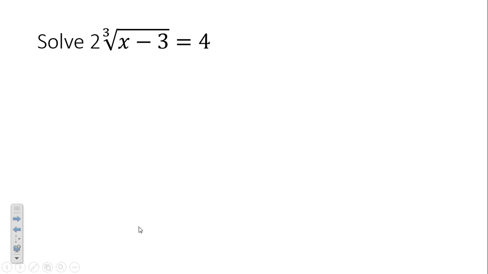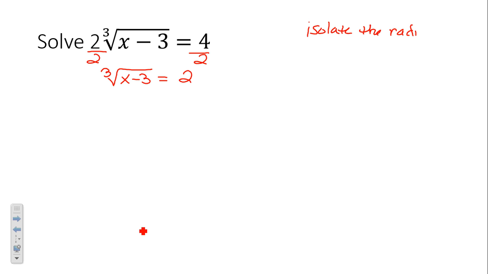Divide by 2. So let's divide by 2 first. When we do that, 2 over 2 is gone. It's a 1. We'll have the cube root of x minus 3 is equal to 4 divided by 2, which is 2. That looks better because now we at least have the radical isolated. So the very first step is to isolate the radical. Get the square root, the cube root, the fourth root, whatever it is, all by itself first. And then we'll tackle getting rid of that radical.